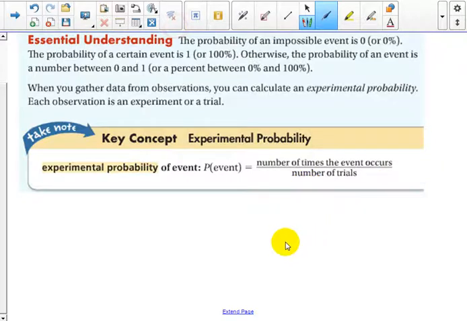Now, how do you figure out your experimental probability? Well, we're going to say you're going to look at what do you want, or the number of times an event occurs.